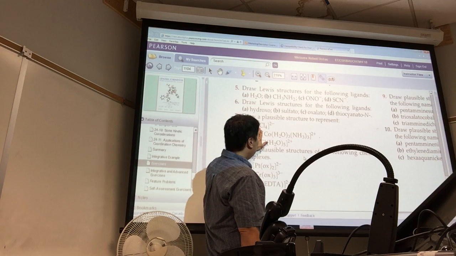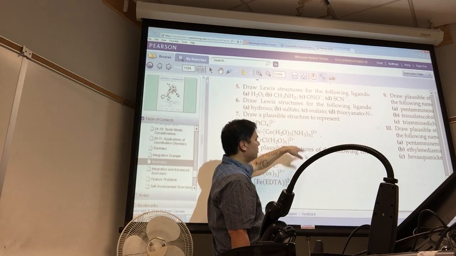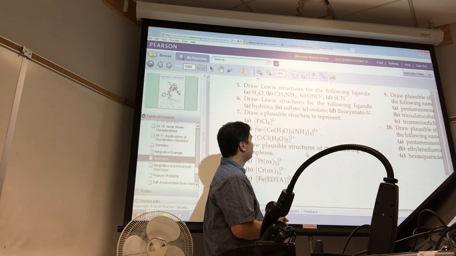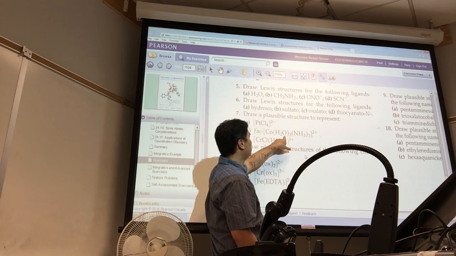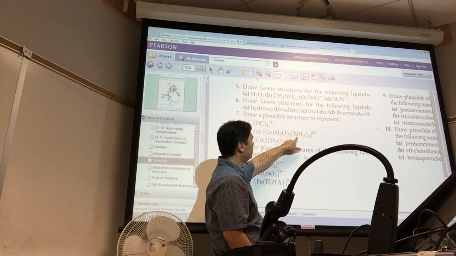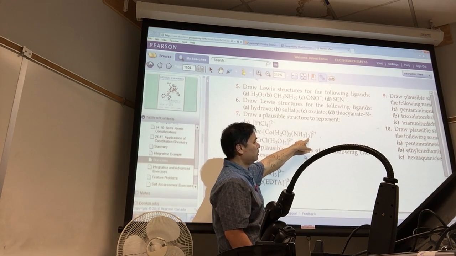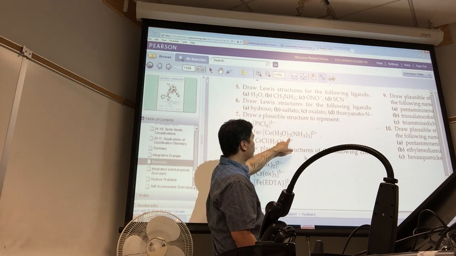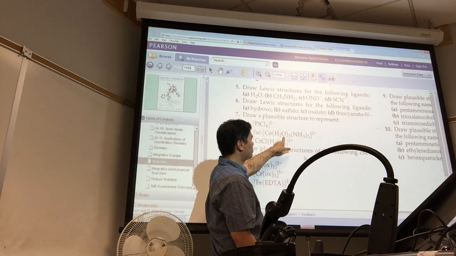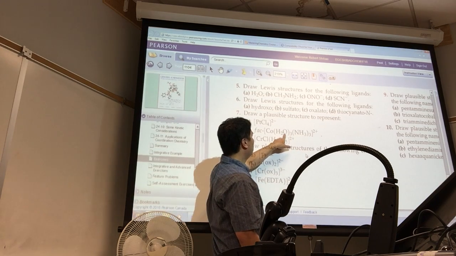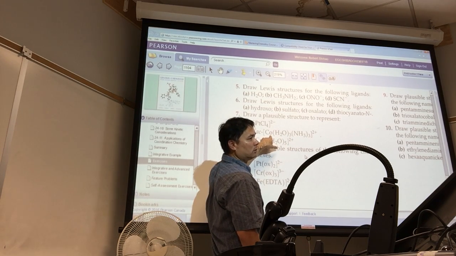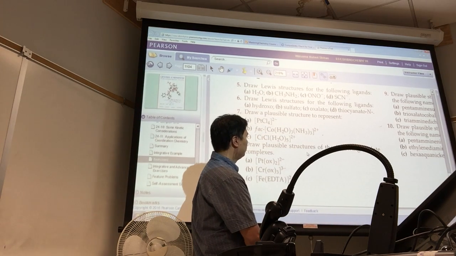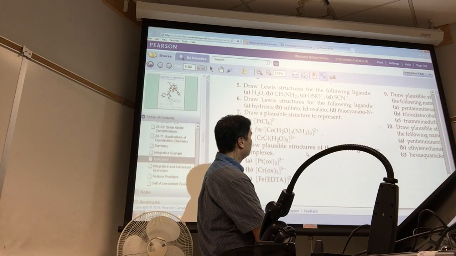Now, we have more than one ligand, so what we do is we name them alphabetically regardless of charge. So, which one goes first, the aqua or the amine? Amine. So, tri, amine, tri, aqua, no space. Triamine, triaqua, cobalt or cobaltate? Cobalt. Now, what's the charge on cobalt? +2.